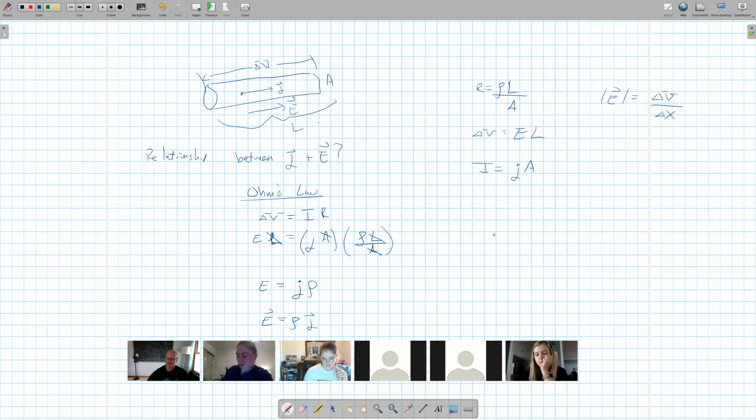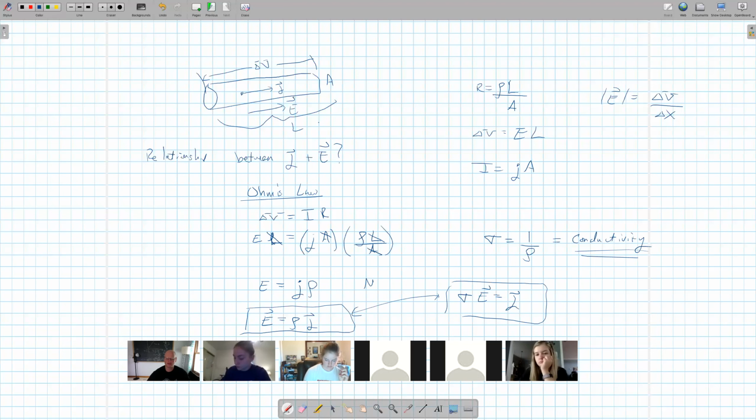Or a lot of times what we do is define a new quantity sigma, which is equal to 1 over resistivity, which is what's known as the conductivity. So another way we can write this is the conductivity times the electric field is equal to the current density. So either one of these two are the same thing. These two are what are known as the microscopic version of Ohm's law.